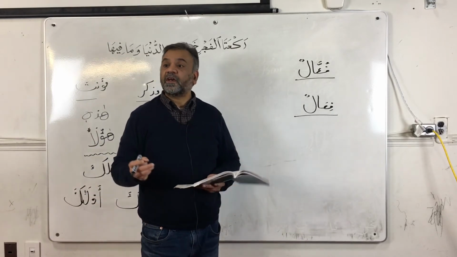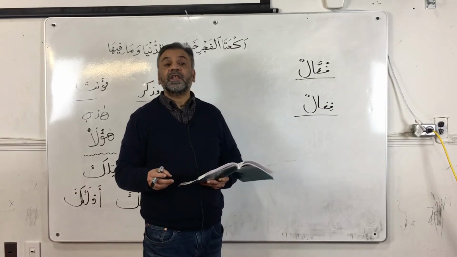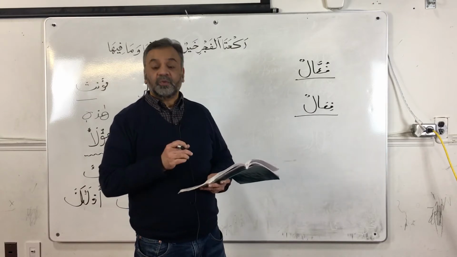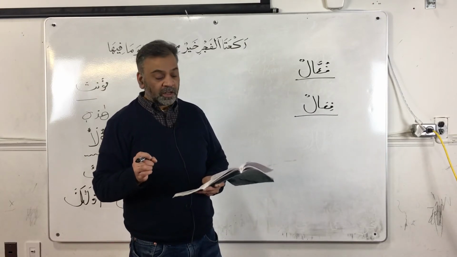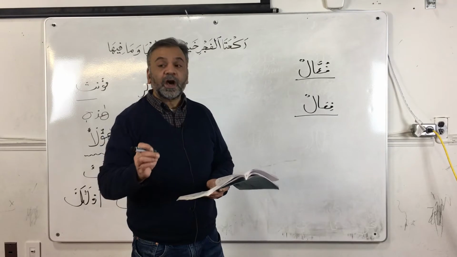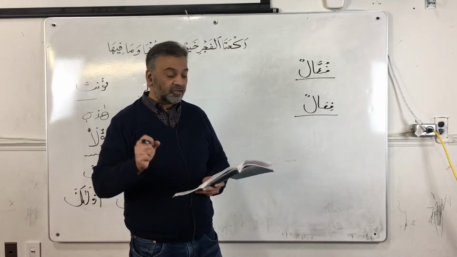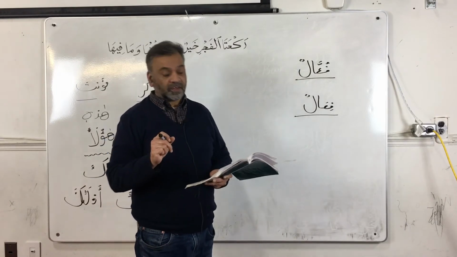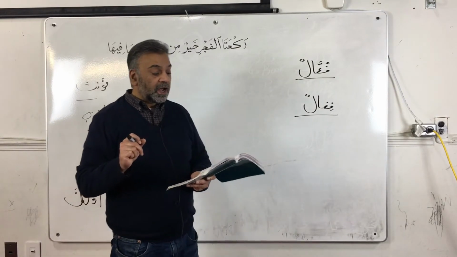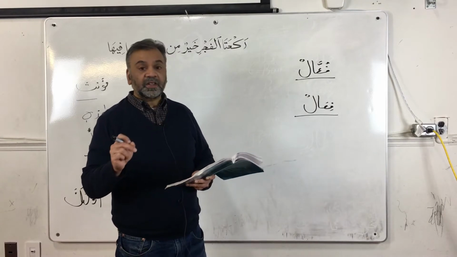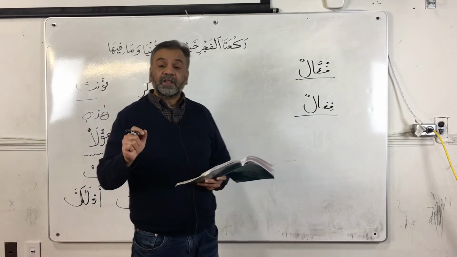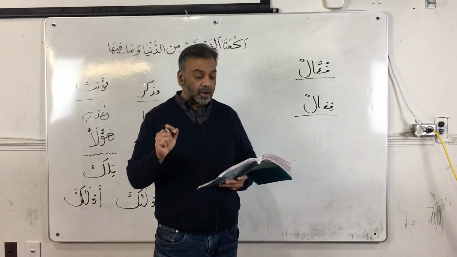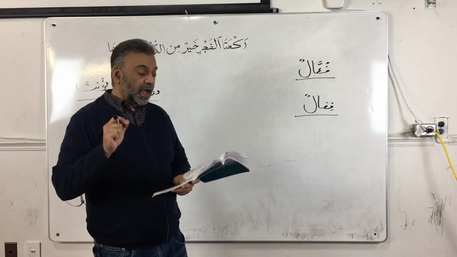Next one, haza zamilun. What is the plural? Zumalau. Haza faqirun. What is the plural? Fuqara'u. Again, zumalau, fuqara'u, fu'ala'u. That is the pattern. Ghaniyun, aghniya'u. Sadiqun, asdiqa'u. Tabibun, atibba'u. Again, aghniya'u, asdiqa'u, atibba'u.